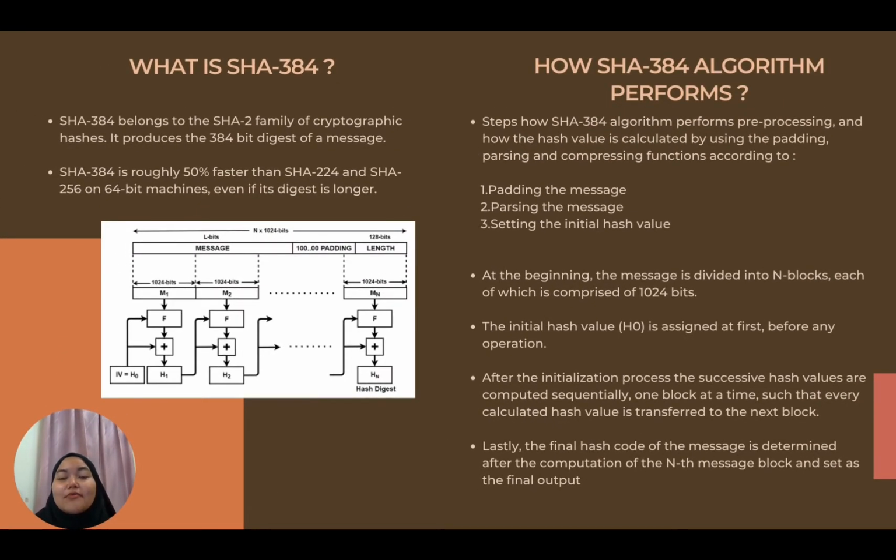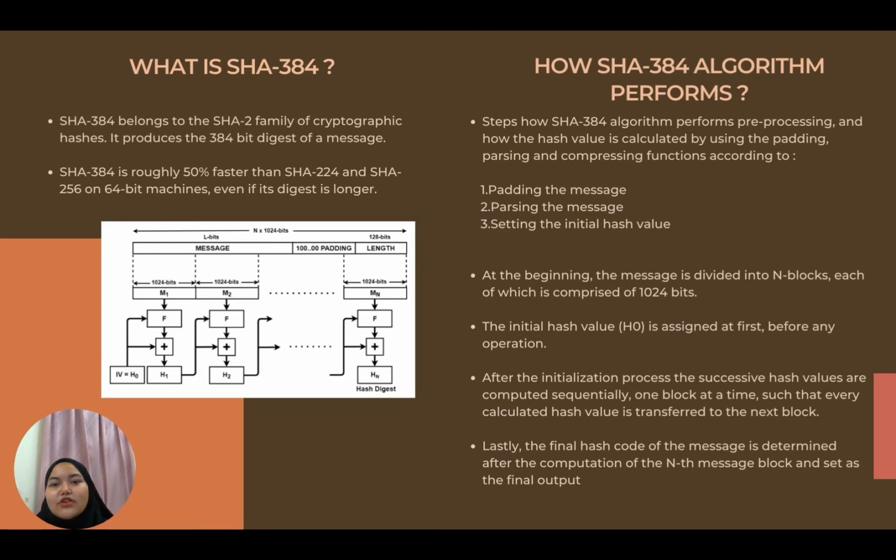Okay, now let's talk about how the SHA-384 algorithm performs. The steps show how SHA-384 performs pre-processing and how the hash value is calculated by using the padding, parsing, and compressing functions: first padding the message, second parsing the message, and third setting the initial hash value.